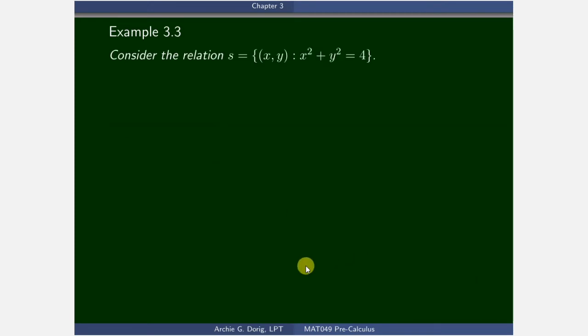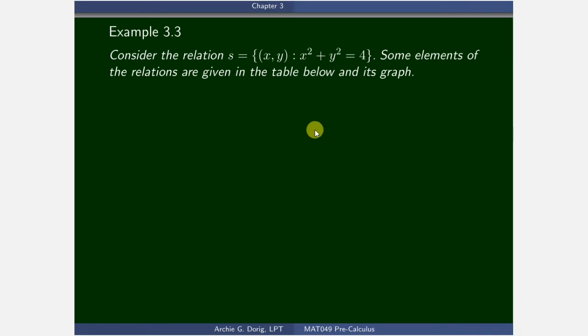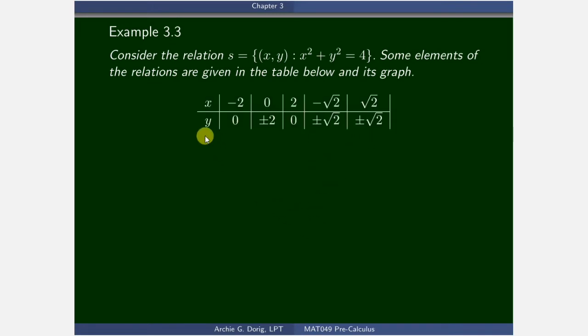Another example: consider the relation S, the set of ordered pairs (x, y) such that x squared plus y squared equals 4. Some elements of the relation are given in the table below and on its graph. So this is the table of values of this relation, and we plot this table of values in the xy plane.